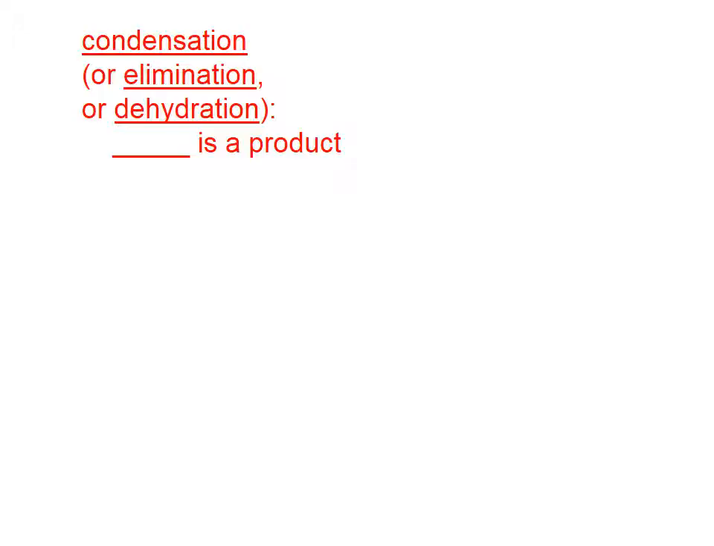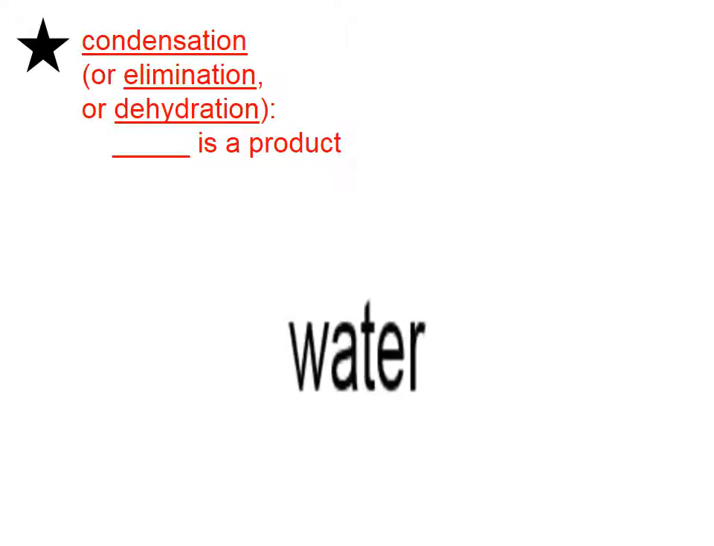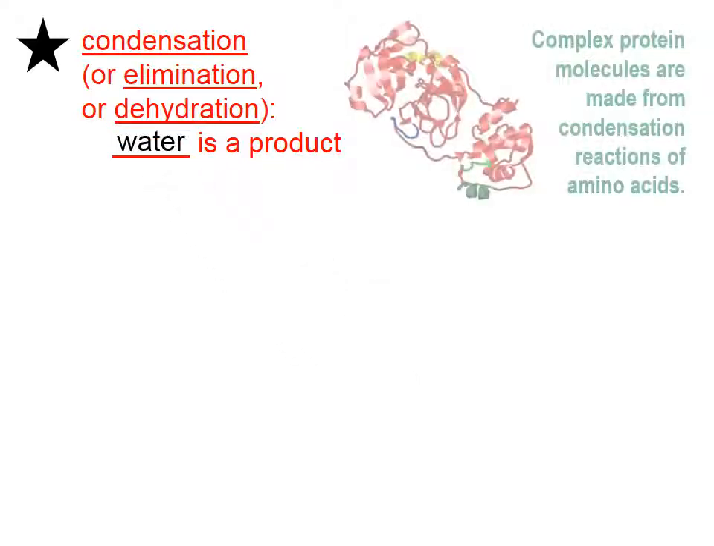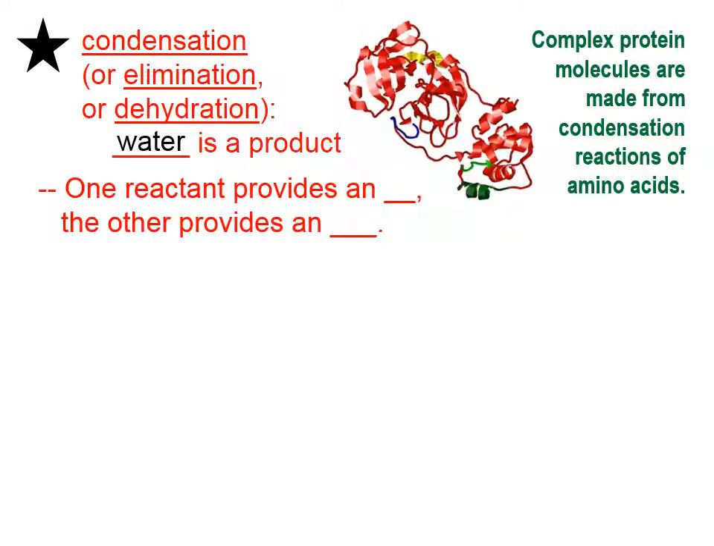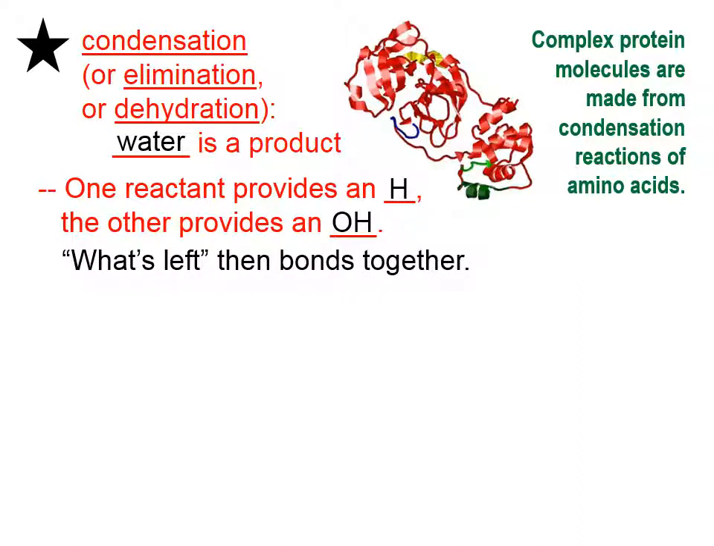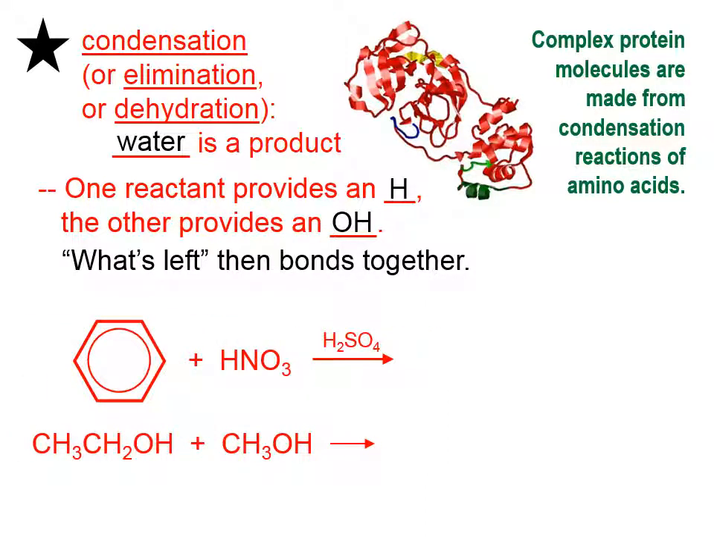The subject of this lesson is the condensation reaction, also called an elimination or dehydration reaction, and these are aptly named because water is a product. What happens in a condensation reaction is that one reactant provides an H and the other provides an OH. They form the water. And what's left then bonds together, you might think of it as a synthesis type of reaction. Let's take a couple of examples.